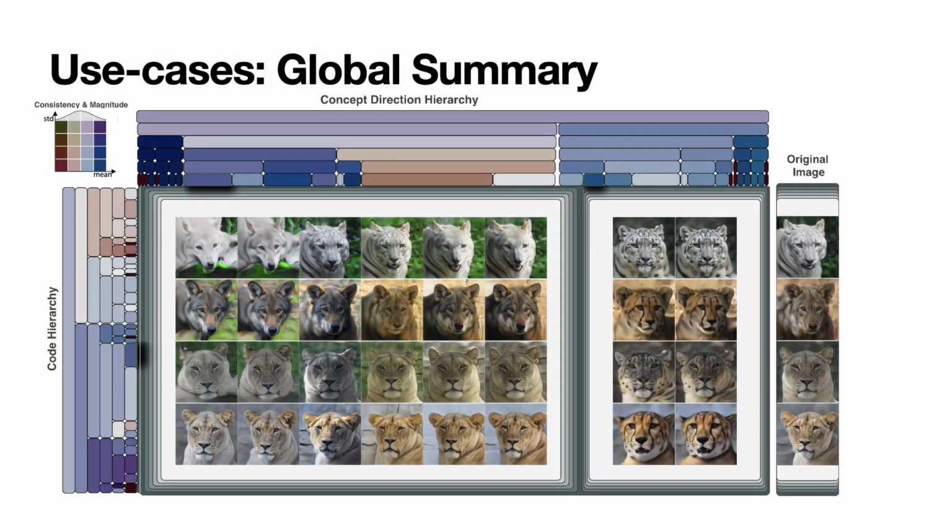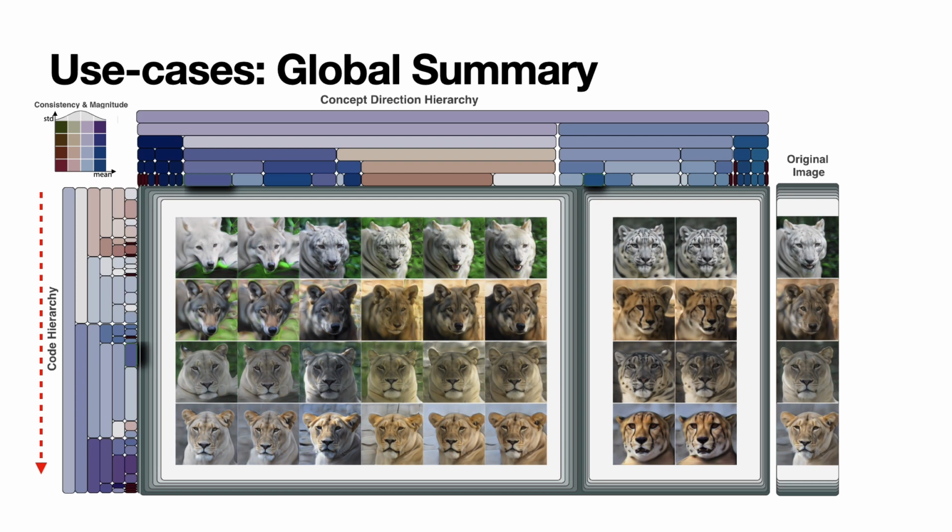I'm going to show some of the use cases for using visualization. First, let's look at the code hierarchy. We can clearly see that codes belonging to the clustering at the top tend to be less sensitive to all of the directions, while the bottom group would get changed a lot, but in an inconsistent way.